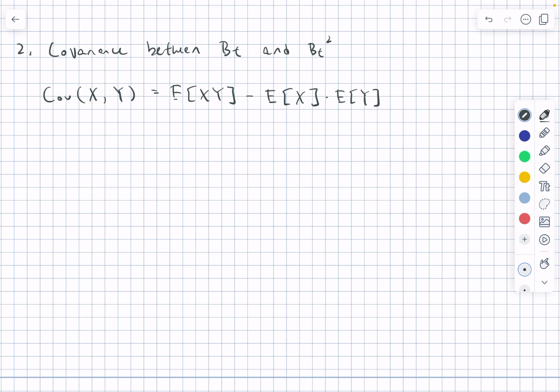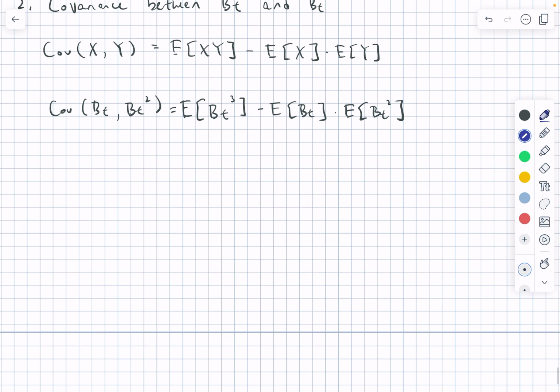So in our case, we're calculating the covariance of Bt, the Brownian motion, and its square, Bt squared. So we have the expected value of Bt times Bt squared, that's going to be Bt cubed, minus the expected value of Bt times the expected value of Bt squared.